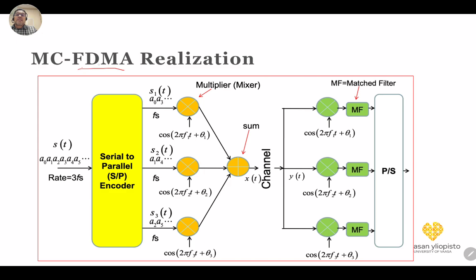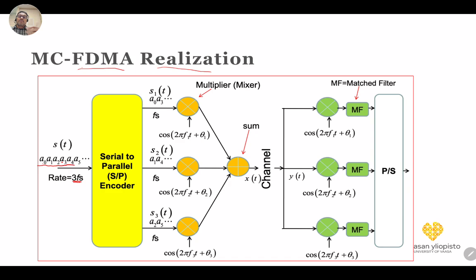So what I will do here: we have a symbol rate or bit rate of 3 fs, let's say 3 mega symbols per second or 3 megabit per second. And now I convert from serial to parallel. So for example, I take F0, then F3, then F6, and so on. And this one will be A1, and after that A4. So I divide from serial to parallel.